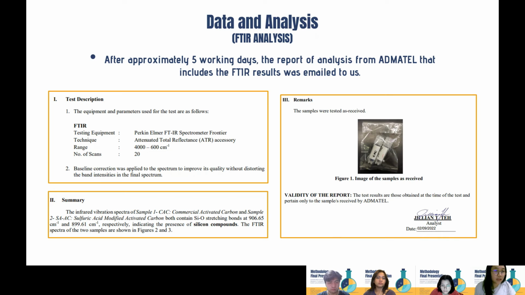In summary, the infrared vibration spectra of the commercial activated carbon and the modified activated carbon both contain silicon-oxygen stretching bonds at 906.65 per centimeter and 899.61 per centimeter, respectively. This indicates the presence of silicon compounds. The results unfortunately tell us that there is no difference between the commercial one and the modified one.